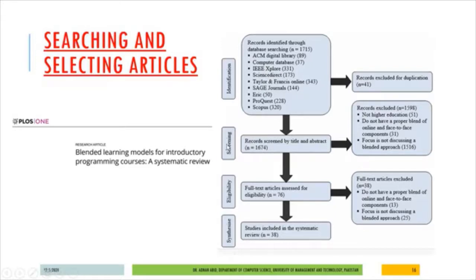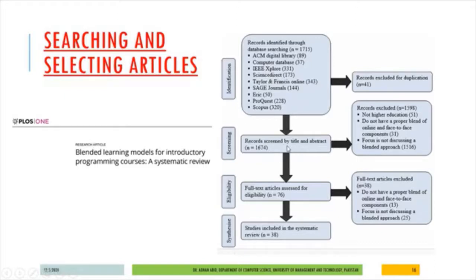And then we enter into the screening step. In the screening step, we see just the title and abstract and keywords maybe of the articles, and we see which ones seem to be relevant and fall in the scope of what we have set for this particular study. So again, at this stage, many different articles were excluded.